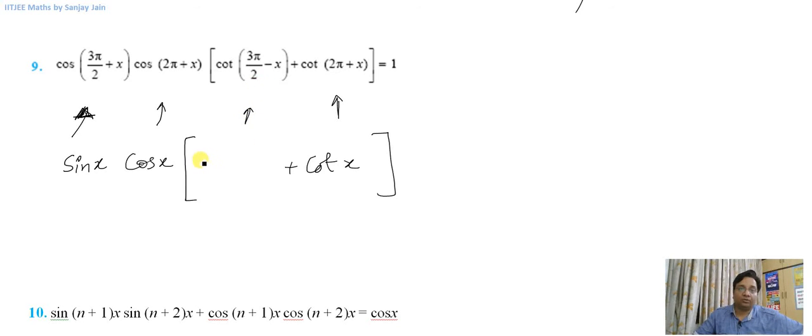Right? So cot will convert to tan, number one. Now which quadrant is this? This is the third quadrant, where cot and tan are positive, right? Cot is positive, so it will be tan x only. Now this is my left hand side.